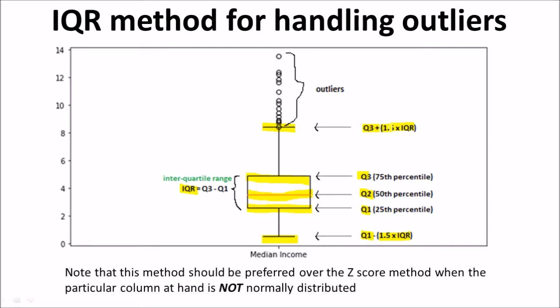Note also that this method should be preferred over the z-score method when the particular column at hand is not normally distributed. So if a particular column is normally distributed, then we can go ahead with the z-score method, but if it is not, then we should use other methods, one of which is this IQR method.